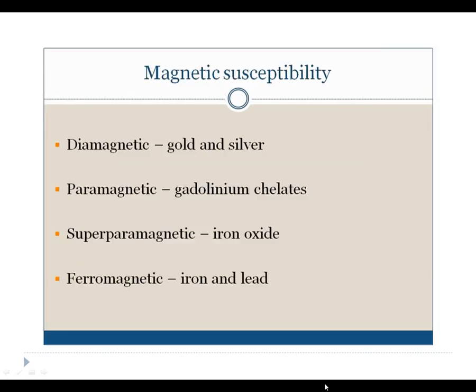Diamagnetic substances like gold and silver show mild negative effects on the local magnetic field within the nucleus of an atom. Paramagnetic substances such as gadolinium chelates have a positive effect on the local magnetic field. Superparamagnetic substances like iron oxide have a large magnetic moment and create large disruptive changes in the local magnetic field. Ferromagnetic substances like iron or lead acquire large magnetic moments when placed in a magnetic field and retain this magnetization even when the external field is removed.